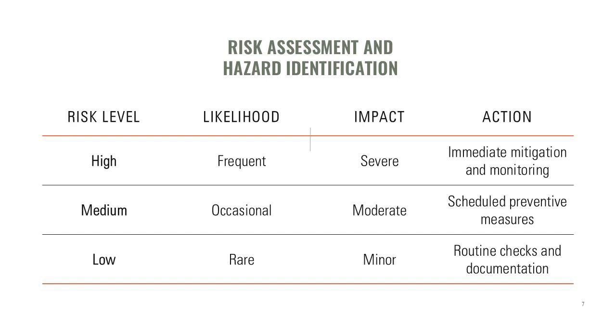Hazard identification involves mapping potential failure points and assessing exposure to threats. A risk matrix is often used to prioritize risks based on severity and probability, guiding decision-making for maintenance and emergency preparedness.